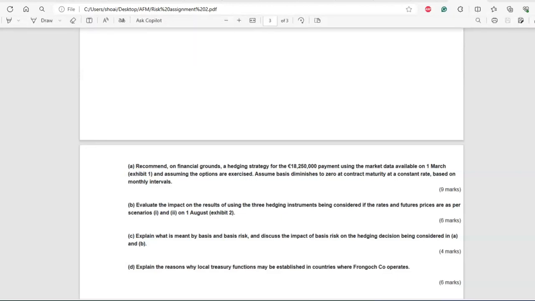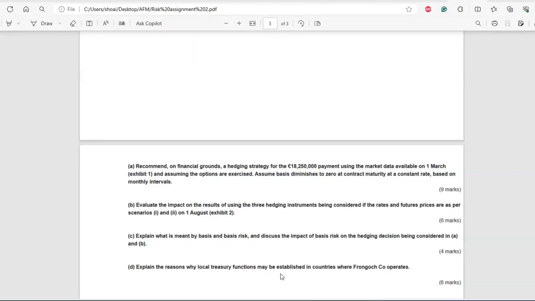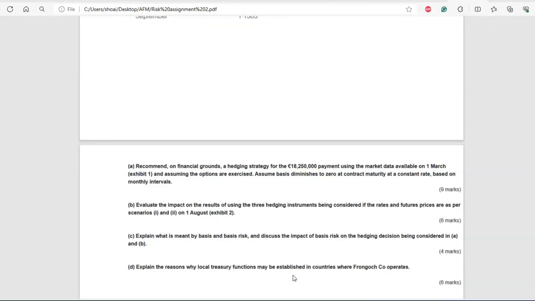So you have to explain the reasons for this, guys. It's a very important question. Please write it down somewhere. You have to prepare and remember the advantages and disadvantages of centralized and decentralized treasury.